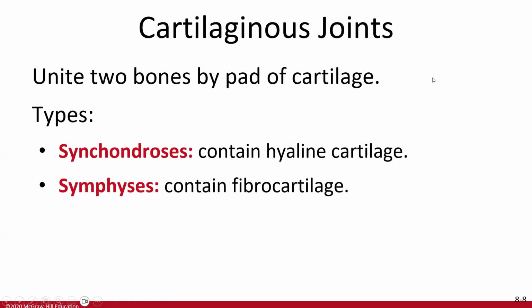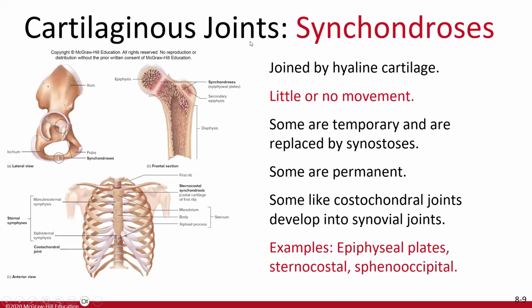Our next category is cartilaginous joints, which are, of course, going to be united by cartilage. So we have two that fall under this category. We have synchondroses, and then we have symphyses. So we've talked about both of these, even if we haven't quite named them like this yet. So synchondroses are going to be hyaline cartilage, and there's going to be little or no movement. So we'll see hyaline cartilage in a couple of our other joints, but in this case, it's really not providing any surface for movement.